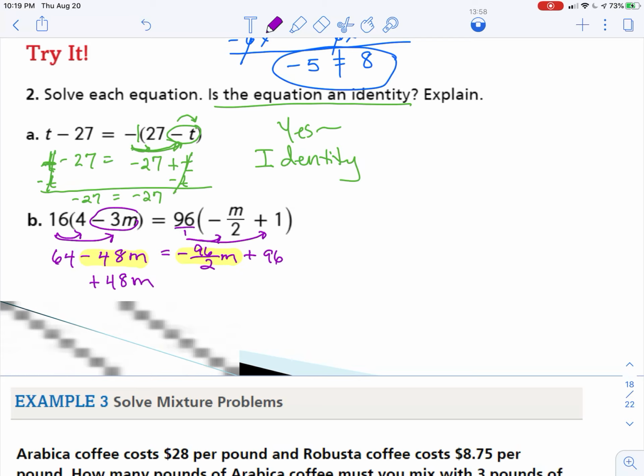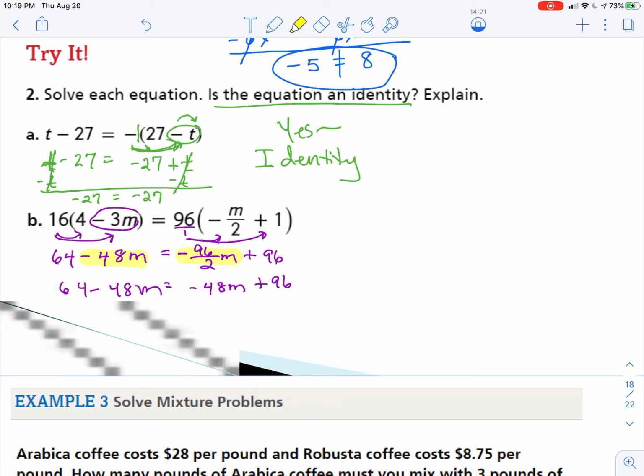Oh, and also, this is going to be interesting. You know what, I'm going to go back and make one more step because I can do 96 divided by 2. If you put that in your calculator, see what you come up with. You should get a negative 48m. You just did 96 divided by 2.